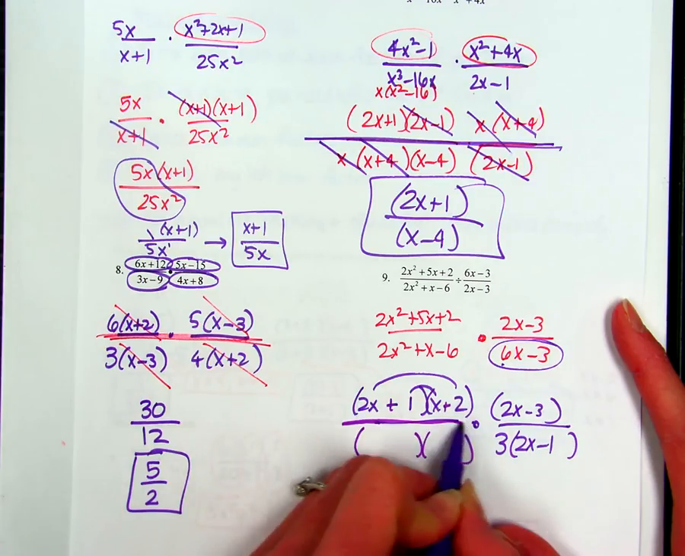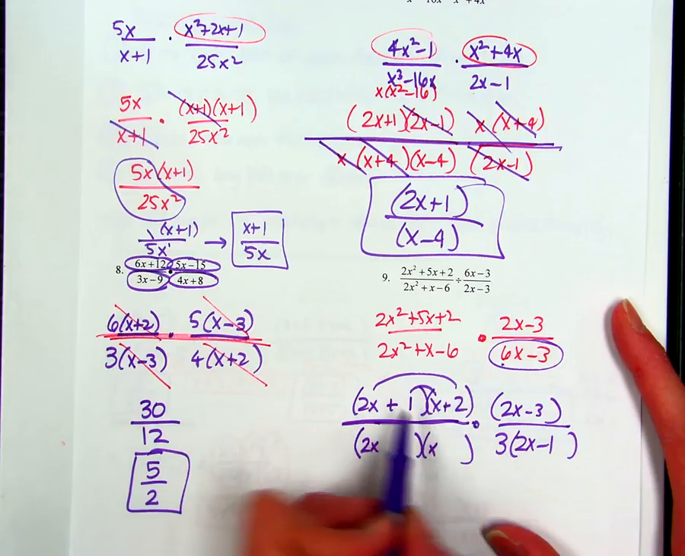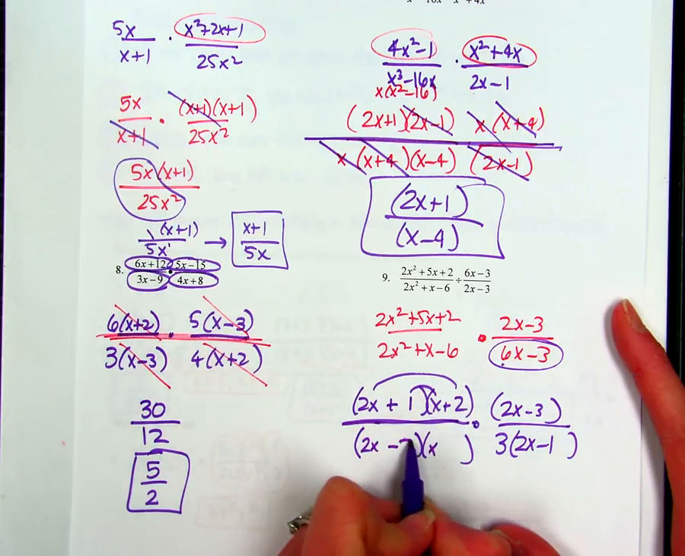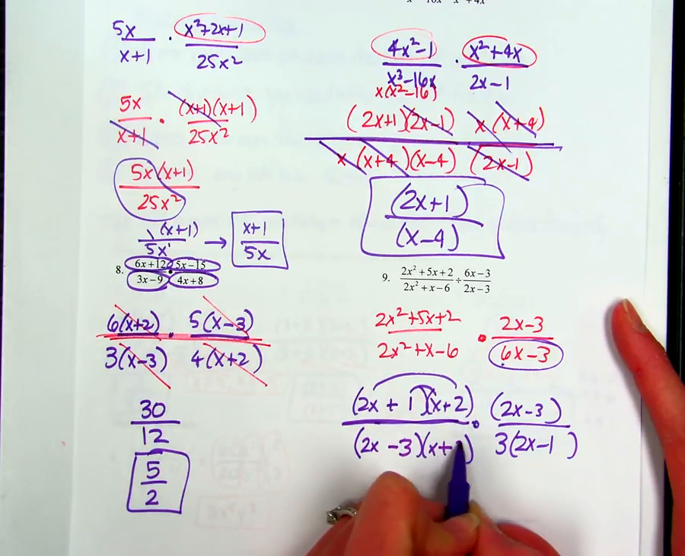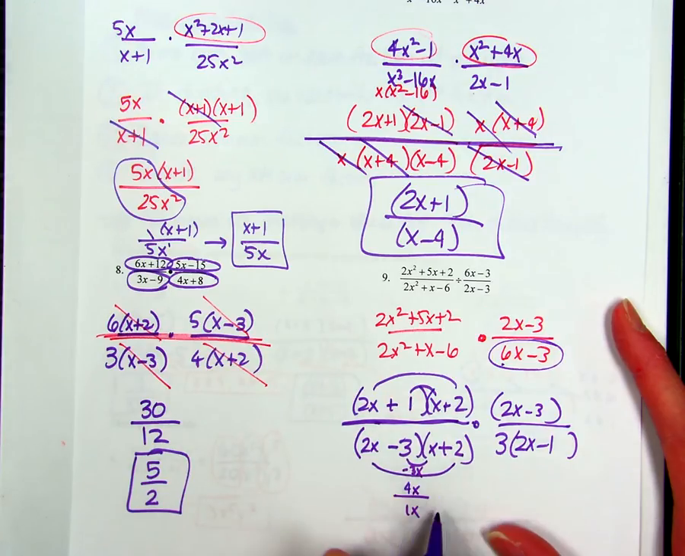On the bottom, I also have a 2, so I need a 2x and an x. What multiplies to 6? Just try different things. If I try negative 3 and positive 2, outer is 4x, inner is negative 3x, and if I add those, I get 1x. So that tells me that that's how that adds up correctly.